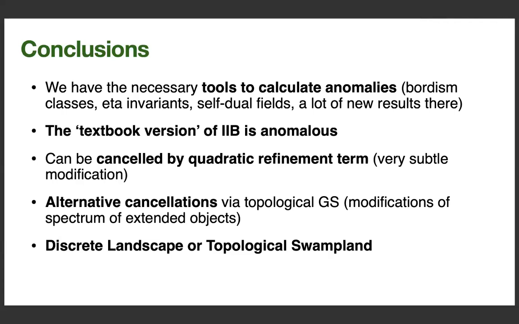And we found that the textbook version of type 2B is indeed anomalous. There's two ways to cancel it, either via this quadratic refinement, which is a very subtle modification of the action, or by adding these topological field theories in terms of this topological version of the Green-Schwarz mechanism. And this brought us to a distinction between a discrete landscape and a topological swampland.